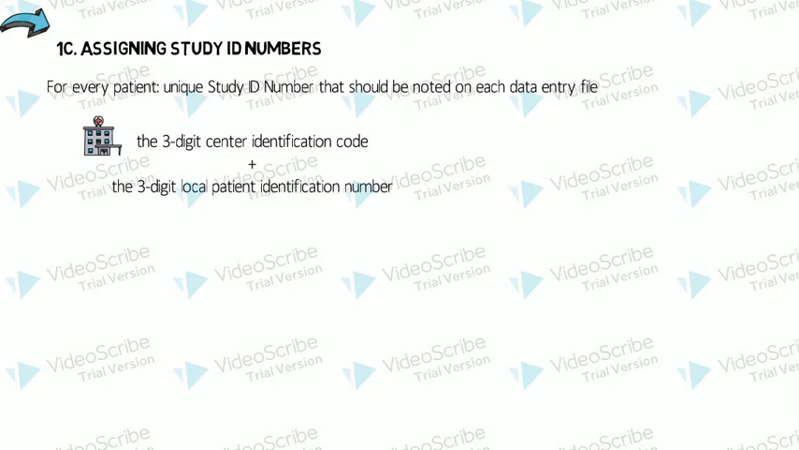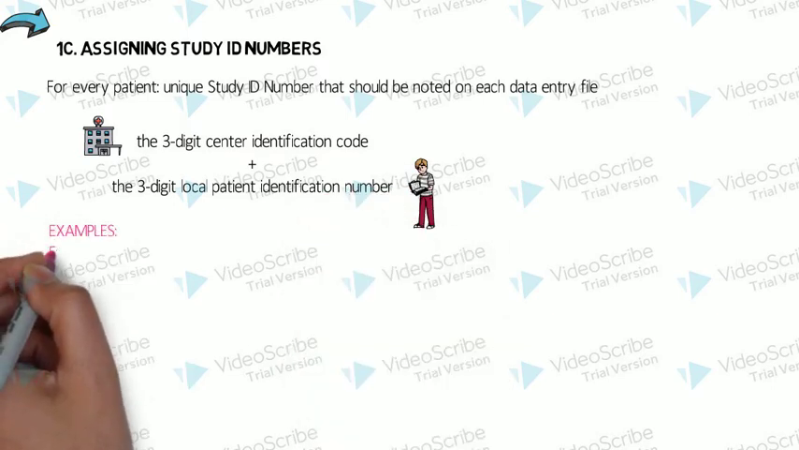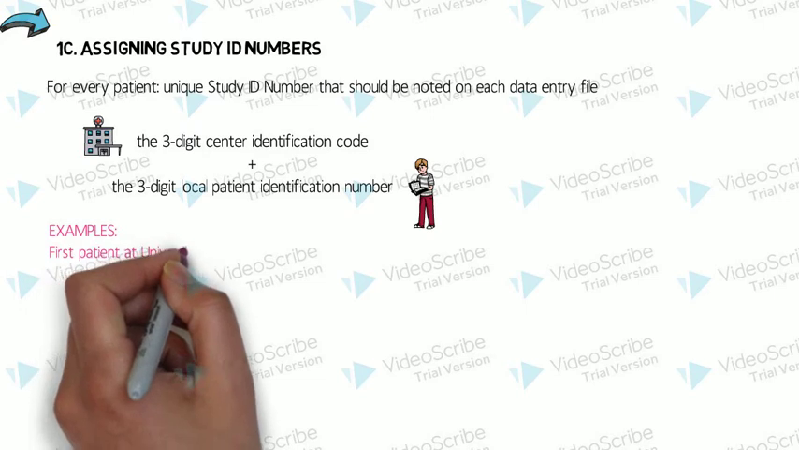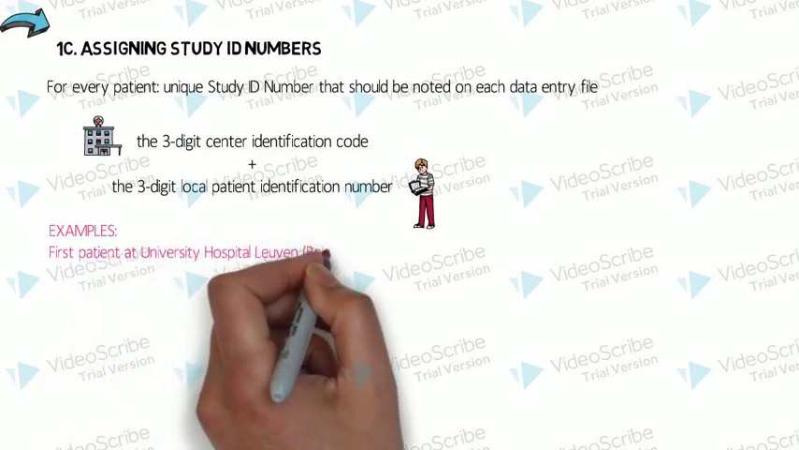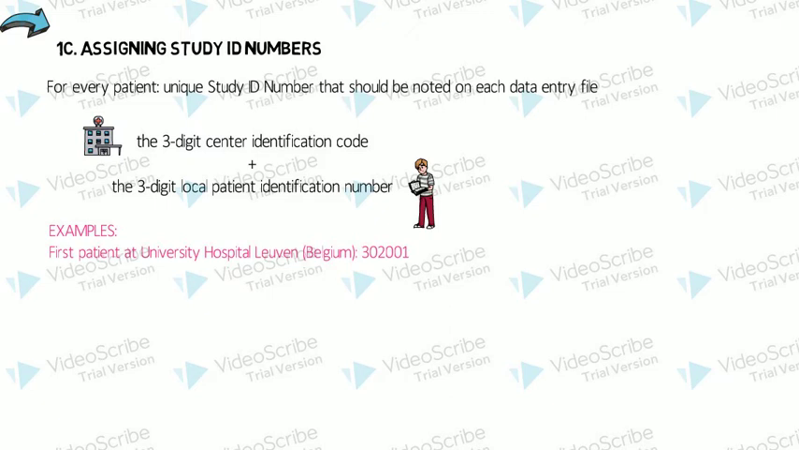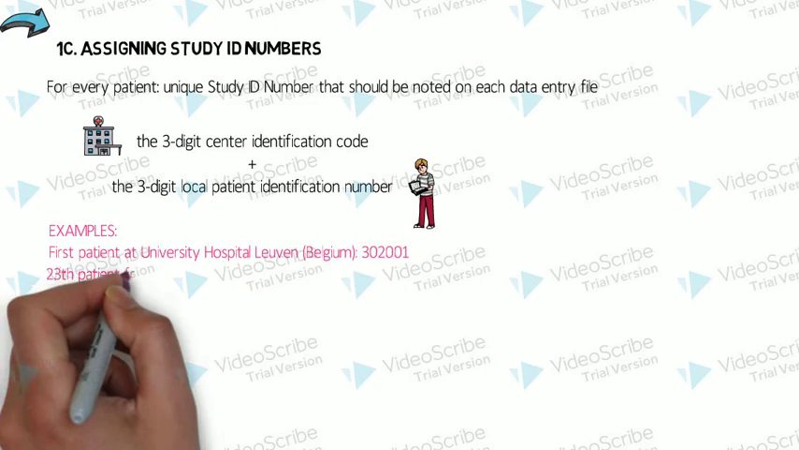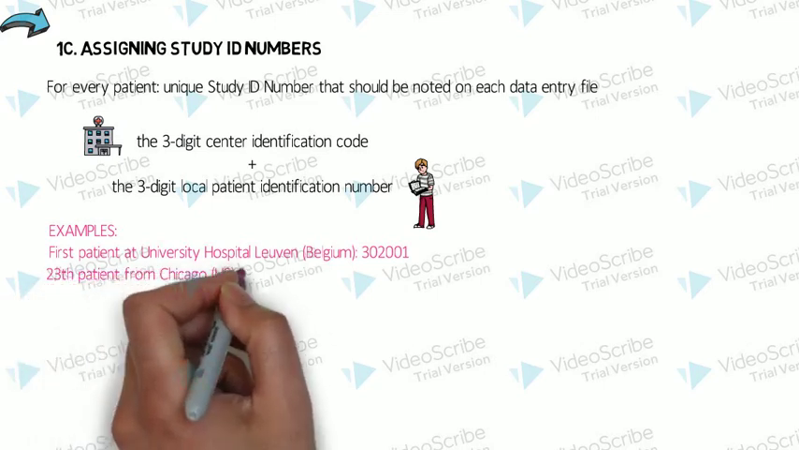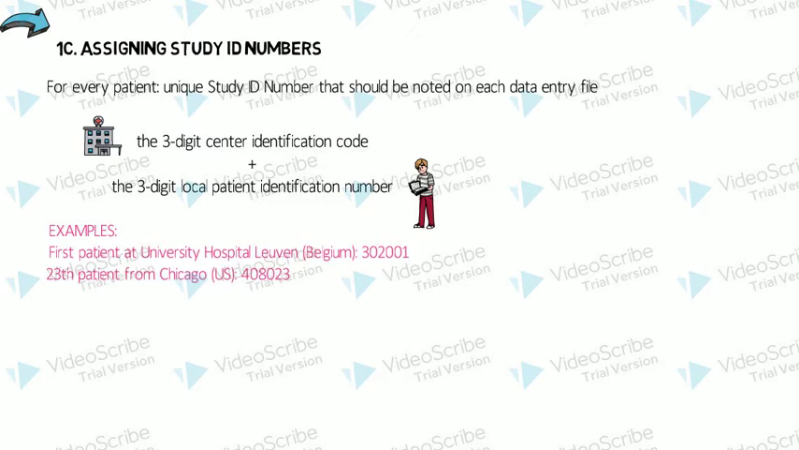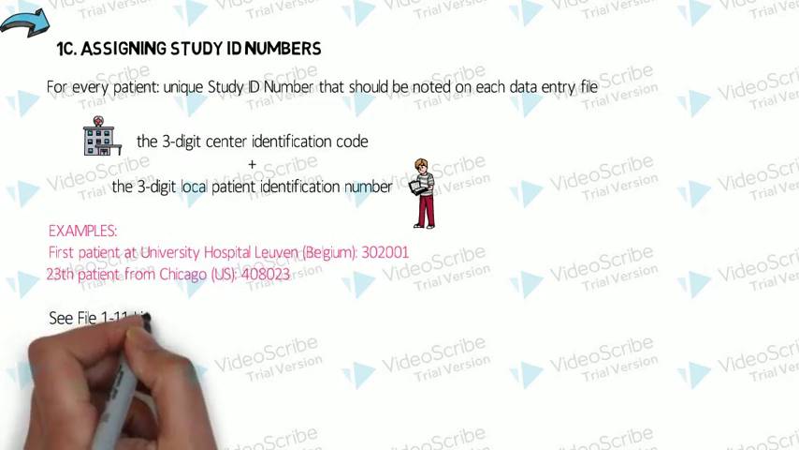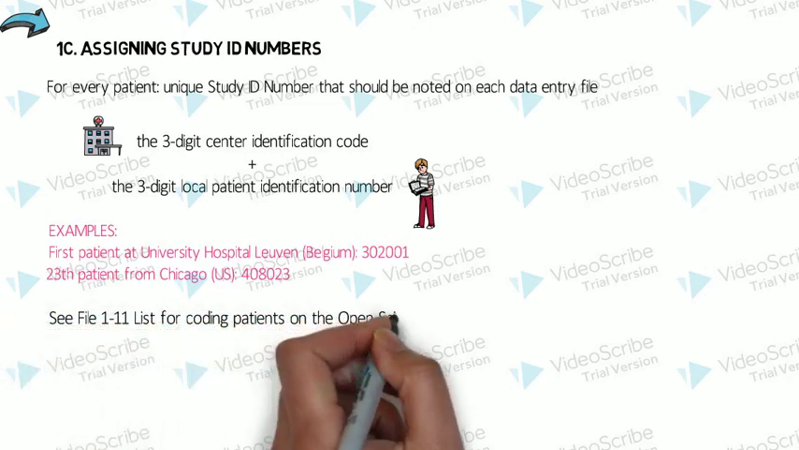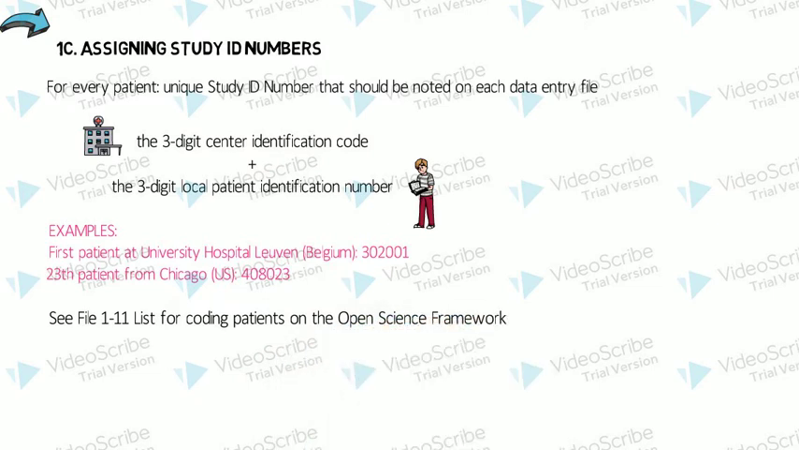For example, because the identification code of the University Hospital in Leuven in Belgium is 302, the study ID number for the first patient participating in Leuven will be 302001. Another example is the inclusion of the 23rd participant in Chicago, which has center identification number 408, who will be assigned unique study ID number 408023. Check the list of participating ID centers codes to verify the code applicable to your center.